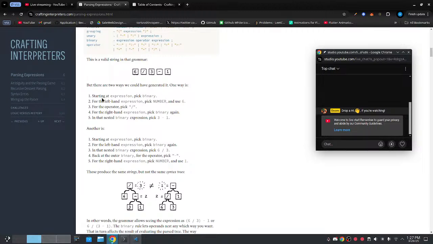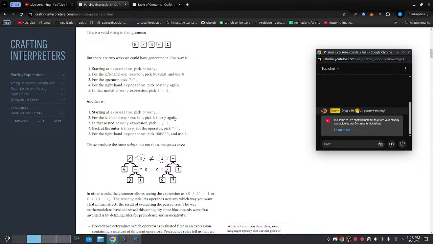We're starting with the expression binary. Okay, this would be binary, then this would be unary. For the left hand, pick number and use 6. For the operator, pick divide, and for the right hand expression pick binary again. In the nested binary expression pick 3 minus 1. Okay, that is good, so we start from the middle.